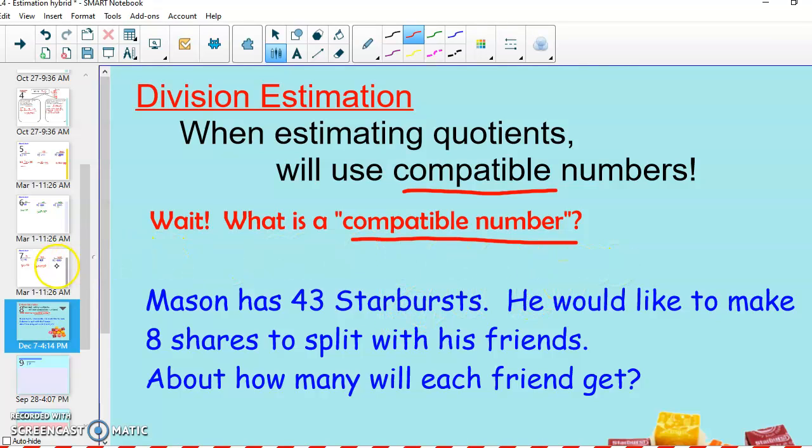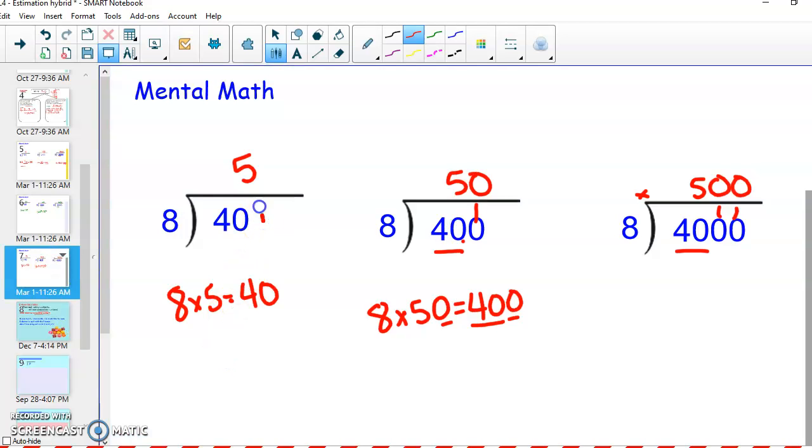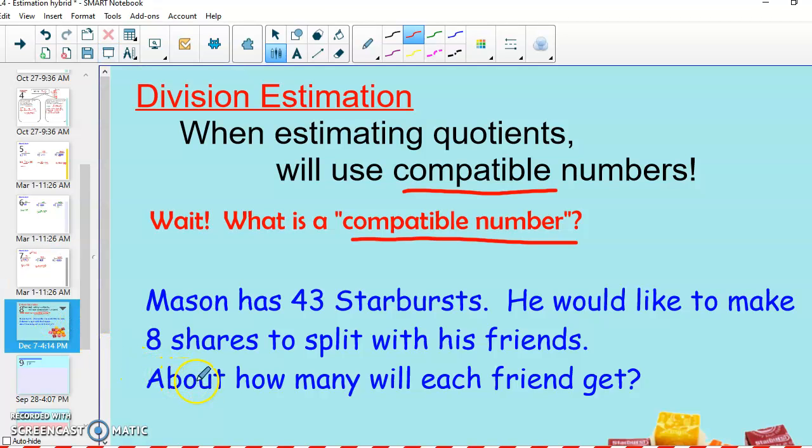So for example, I'm going to go back to here. 40 is a multiple of 8, meaning that I can make the number 40 with the factor 8 because I know 8 times 5 is 40. 42 would not be a multiple of 8 because there is nothing times 8 that equals 42. You would have a remainder. And so we need to think of a number that is compatible, meaning that it would be an actual product of that number or a multiple.